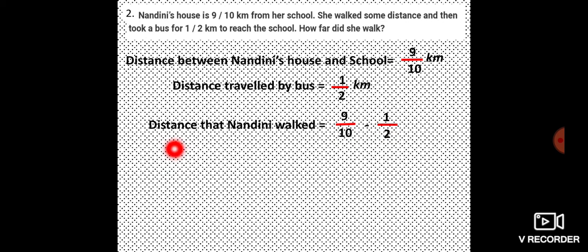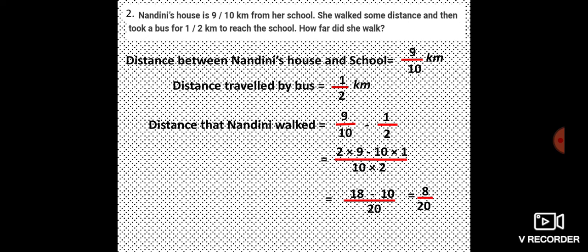Distance that Nandini walked equal to, again subtraction. That is 1 by 2 subtracted from 9 by 10. That is 9 by 10 minus 1 by 2. This is subtraction of unlike fractions. By cross multiplying, we will get 2 into 9 minus 10 into 1, by 10 into 2. That is 18 minus 10 by 20. 18 minus 10 is 8.